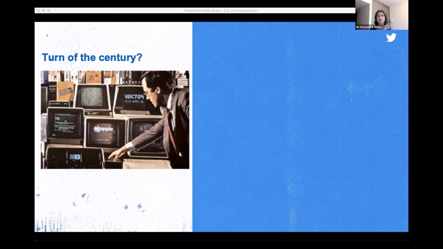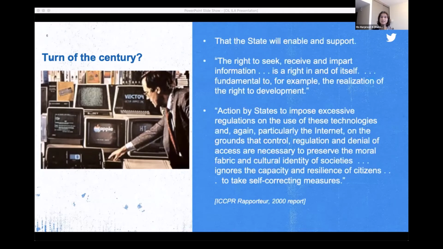But in that context, what do you think the main concerns were for freedom of expression and the right to information? That the state will enable instead of constrain, that no one is left behind in terms of the fullest access and benefit. To illustrate, in a 2000 report, the ICCPR rapporteur focuses on 2 issues. First, that the right to information is recognized as a right in and of itself, not merely a corollary to freedom of expression. That we need that for a free and democratic society to develop.